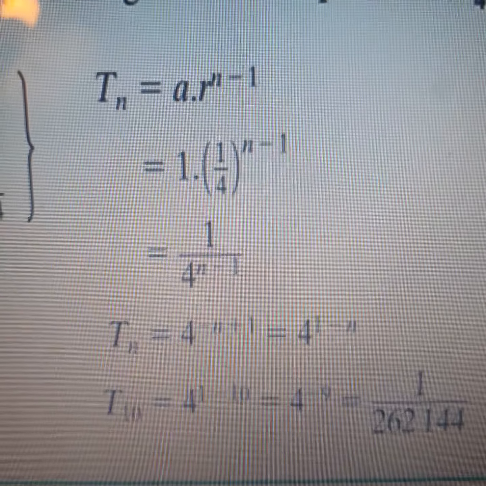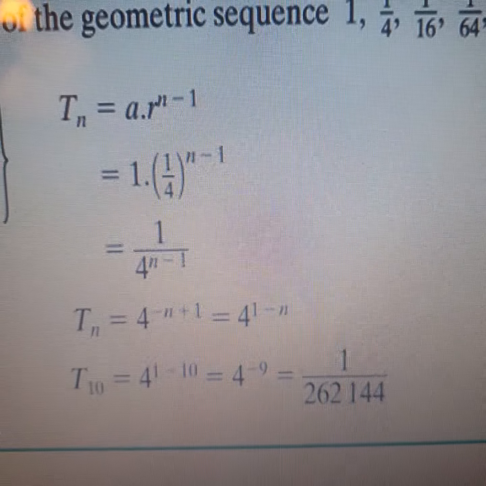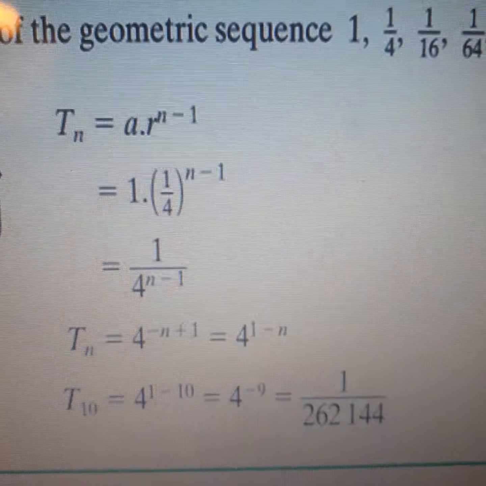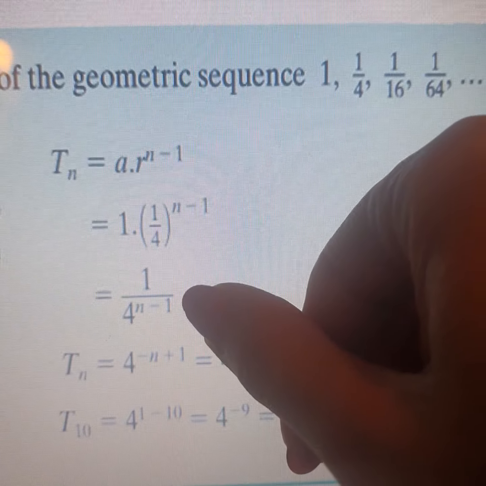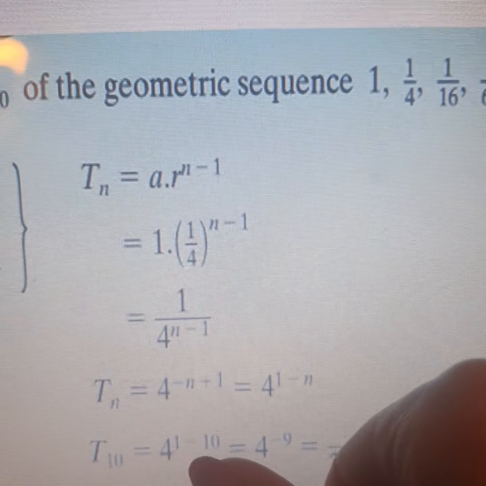So then we have Tn is equal to 4 to the power of minus n plus 1, which is the same as saying 4 to the power of 1 minus n. Now you can leave it like that, okay? There's absolutely no problem in leaving it like that. And then we have to work out T10.